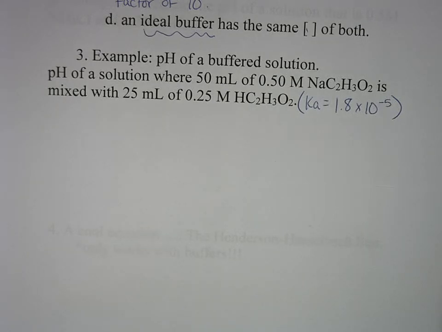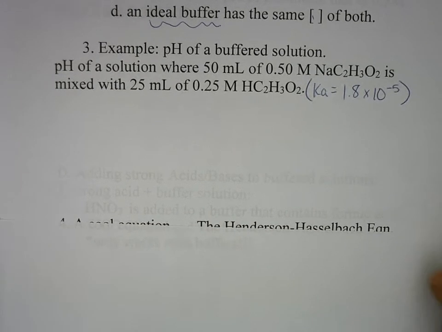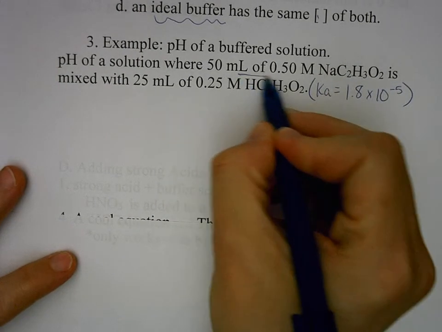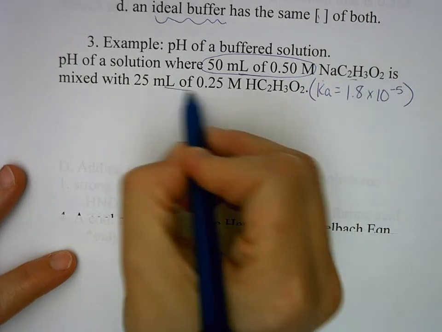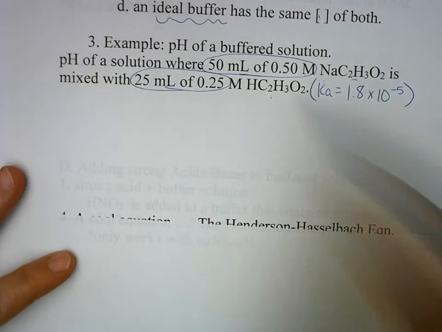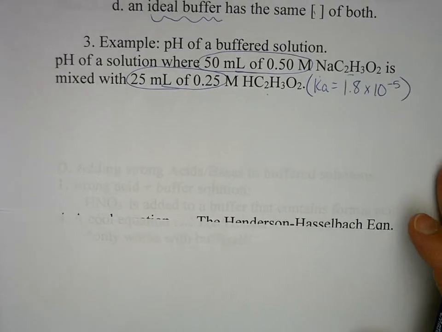Okay, so calculating the pH of a buffered solution. Here you need to calculate the pH of a solution where you have 50 milliliters of 0.5 molar sodium acetate. It's mixed with 25 milliliters of 0.2 molar acetic acid. And I have to figure out what the pH of that is.